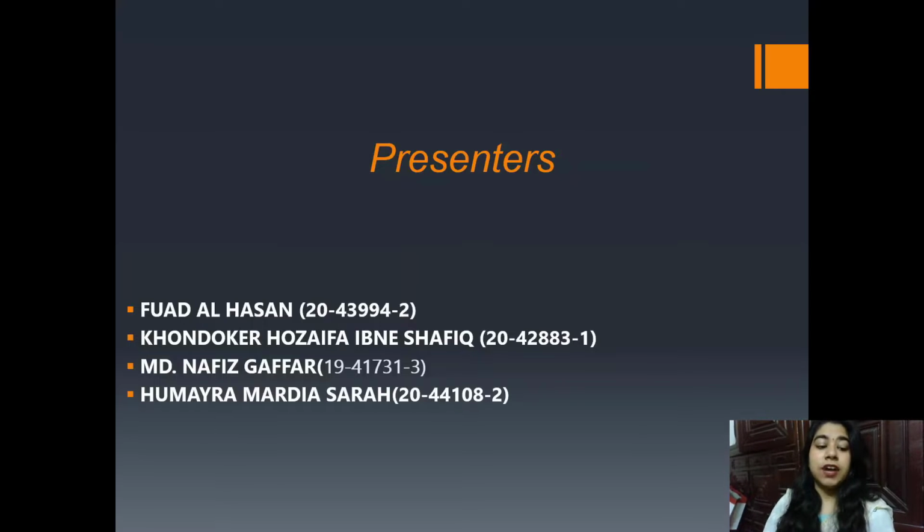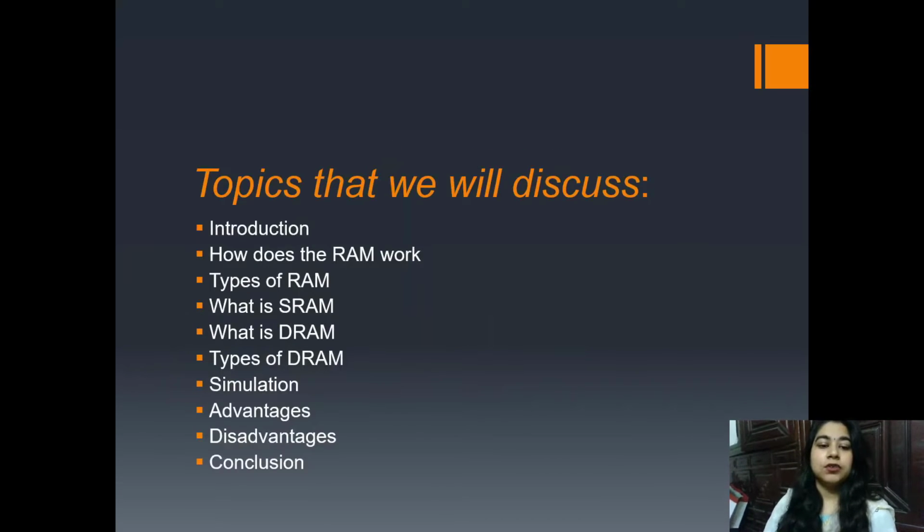First, we have Fuad Al Hassan, then Khondakar Huzaifa Ibn Shafiq, Muhammad Nafiz Ghaffar, and me, Humaira Martia. So, this is the topic list that we are going to discuss in our presentation. First we have what is a RAM, and then how does a RAM work, and then types of RAMs, what is DRAM, what is SRAM, types of DRAM, simulation, and lastly advantages and disadvantages of a RAM.